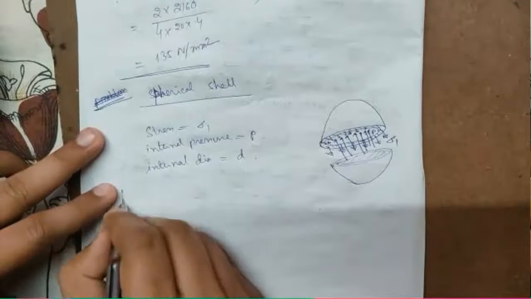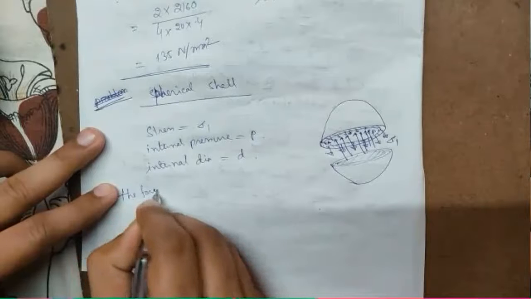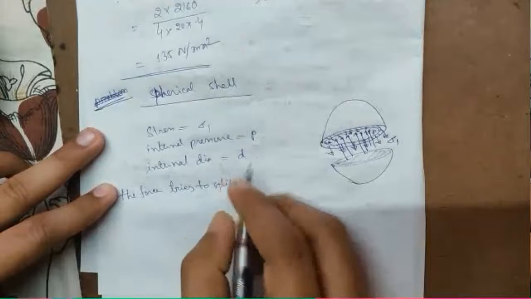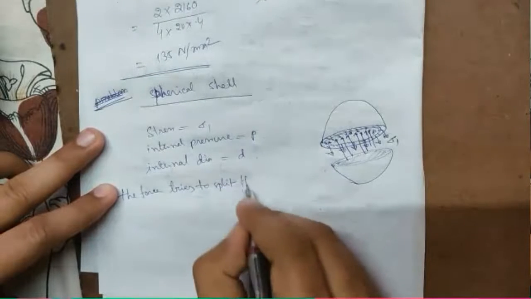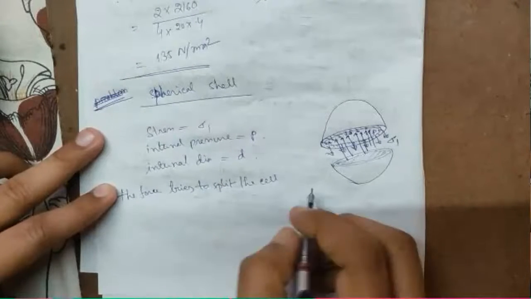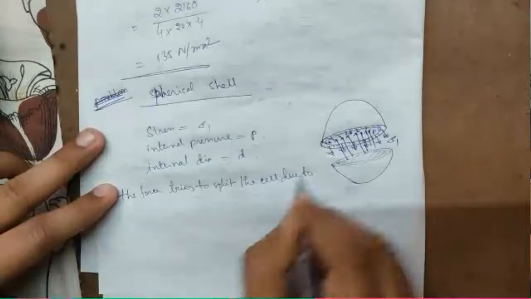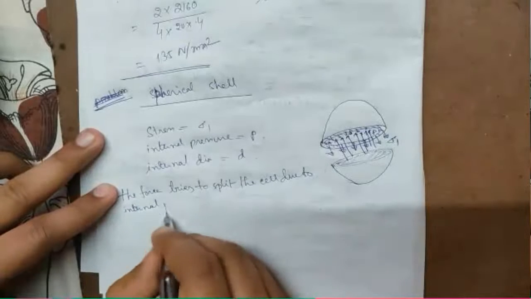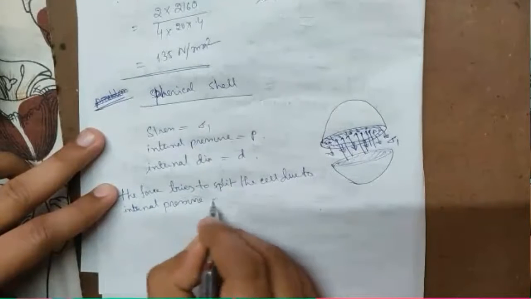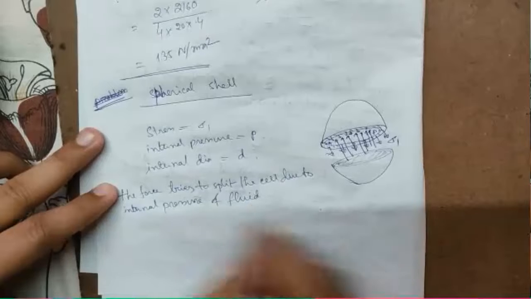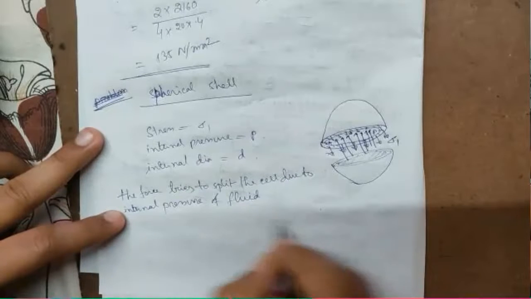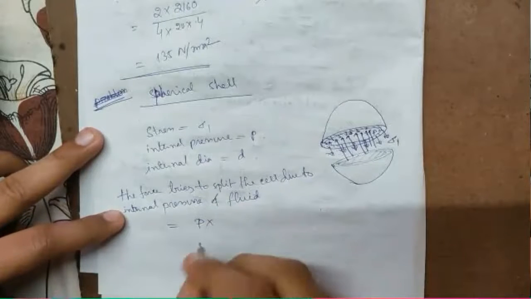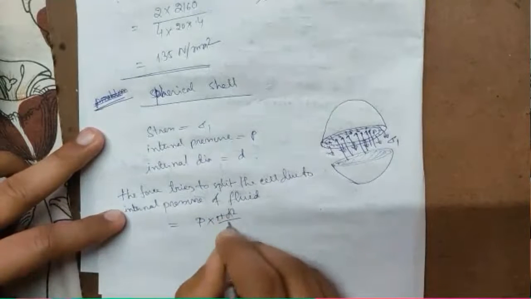So the force which tries to split the shell due to internal pressure of fluid can be written as pressure into the area on which this P is working, that will be pi d square by 4.